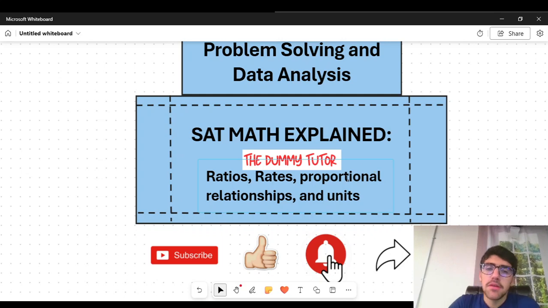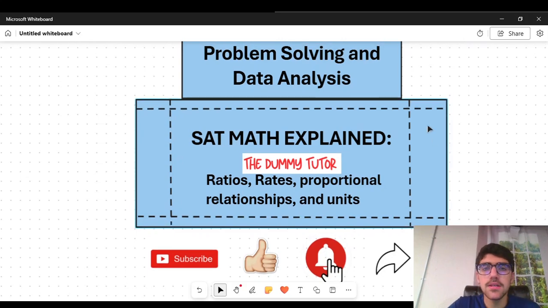Today our topic will be ratios, rates, proportional relationships, and units. I know it sounds like a lot, it's just covering more than one topic, but it's not that difficult. And today we're studying the domain problem solving and data analysis, where we finished advanced math 2 days ago. After we finish, I think there's 7 topics in this, we're moving on to geometry, so everything will be done by the end of July. And so let's get started.